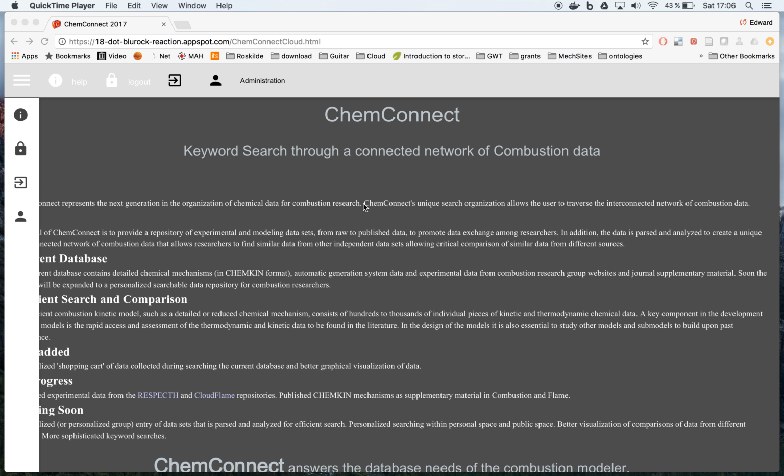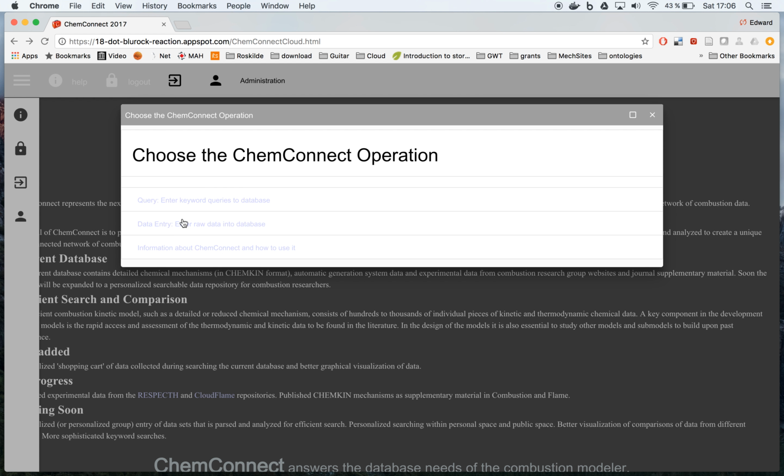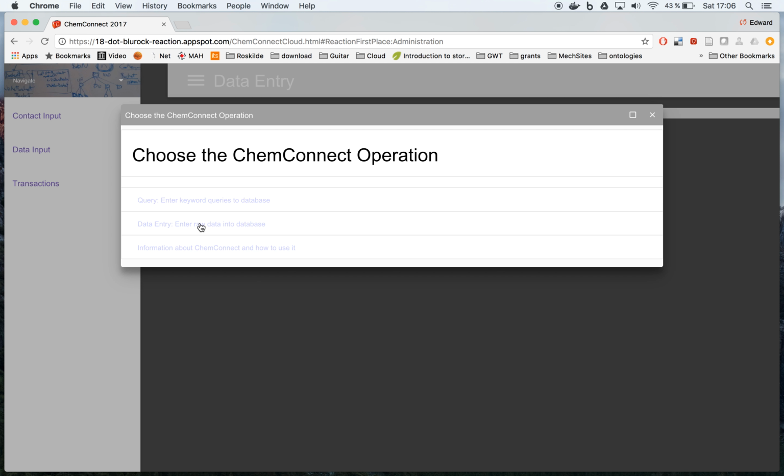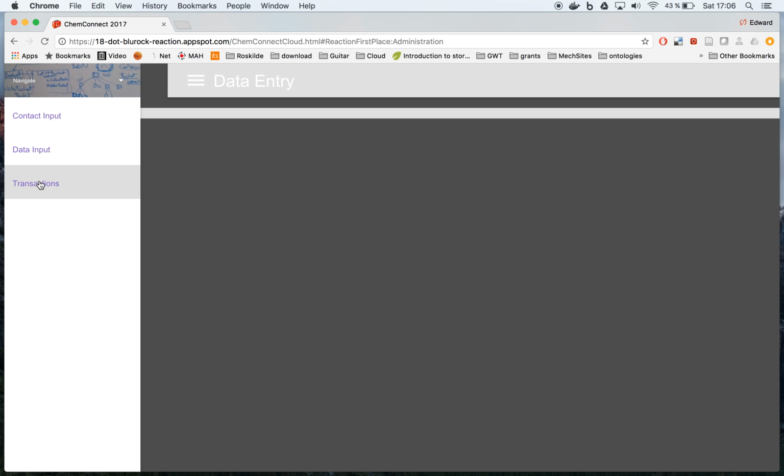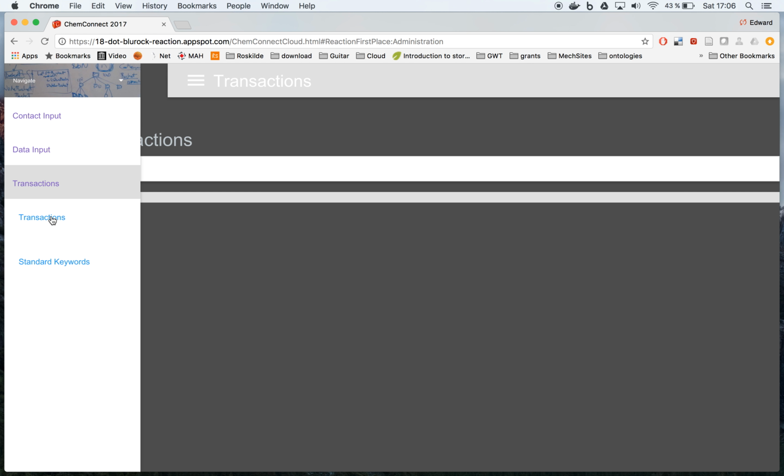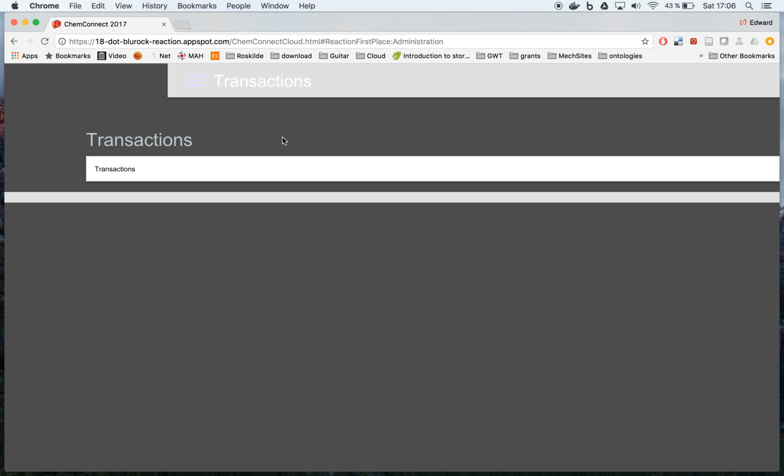This is a short demonstration of transactions, an important principle having to do with data input. First, to look at transactions, we look at data entry, and we come up with a data entry menu. Now over here we have the transactions menu, and if we hit transactions, we can get rid of this sidebar by going like this.